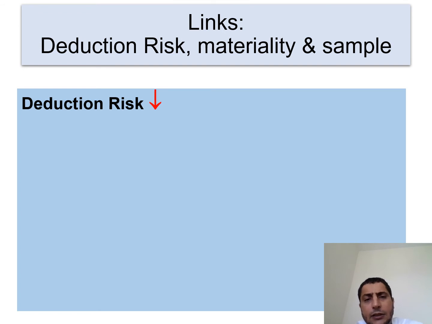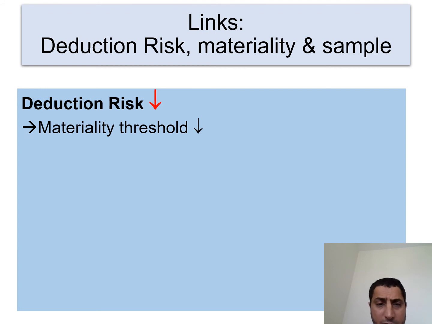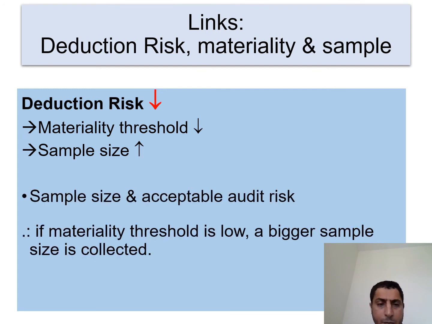Here, let us look into the links between detection risk, materiality, and sampling. The lower the detection risk we calculate, the lower the materiality threshold, and the larger the sample size and evidence to collect. So sample size and acceptable audit risk have an inverse relationship. If the materiality threshold is low, then a bigger sample size is collected. We will have one table and one figure later on to explain this in a better way, but this is just to illustrate that.